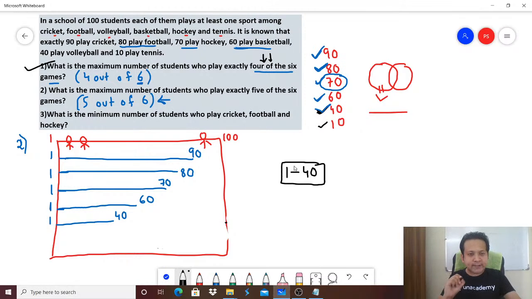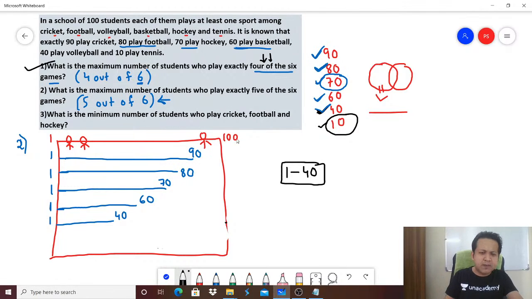Now, do not touch 1 to 40 again. Why? They are already playing 5 games. So what happens? Now you have another one left, right? You still need 10 students to play the last game. What is that game? Tennis. Now do not touch 1 to 40. Why? If you touch 1 to 40, it will be 6 overlap, and if there are 6 overlap, it means they are playing 6 games. So don't do that. The question is asking 5.